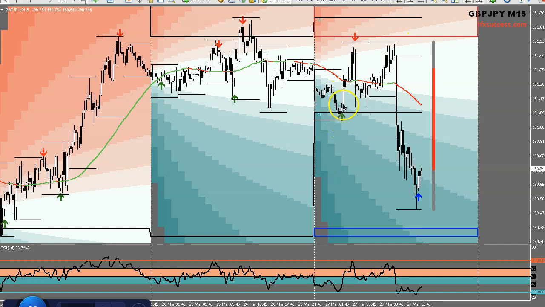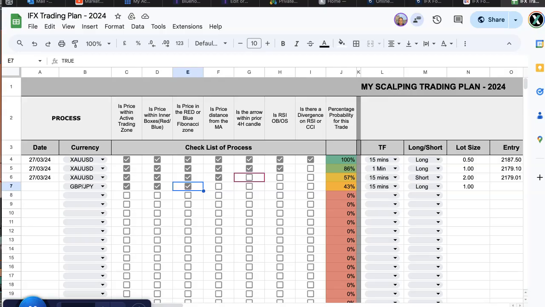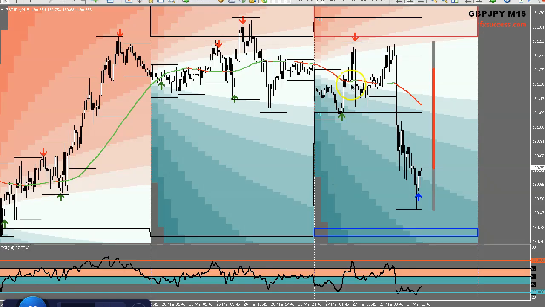If my entry happened over here, I do have some distance from my entry to the MA, which is good. All right, so I do have a distance. If it breaks and goes above it, then even more wonderful. So yes, right? Is the arrow within the prior 4-hour candle? All right, let's go and check it out.